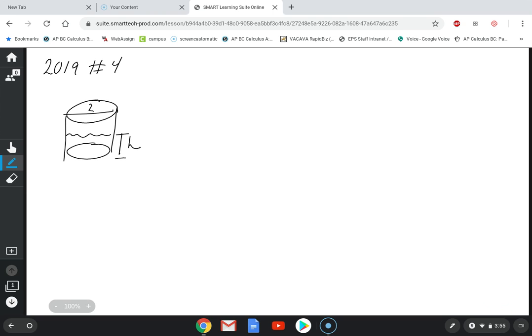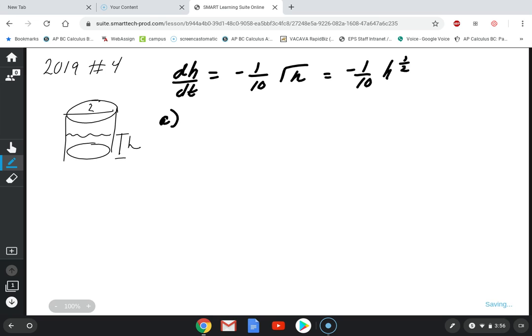They also give us the function that dH/dt is equal to negative 1 over 10 times the square root of h, which I like to write as negative 1 over 10 h to the 1/2. All right, so question A says find the rate of change of the volume. So we're looking for dV/dt, the rate of change of the volume of the water in the barrel with respect to time, when the height of the water is 4.